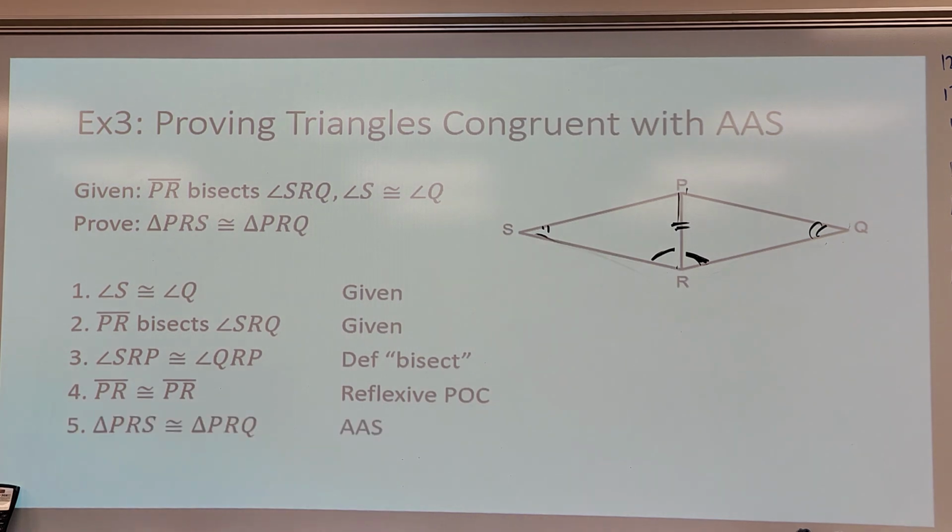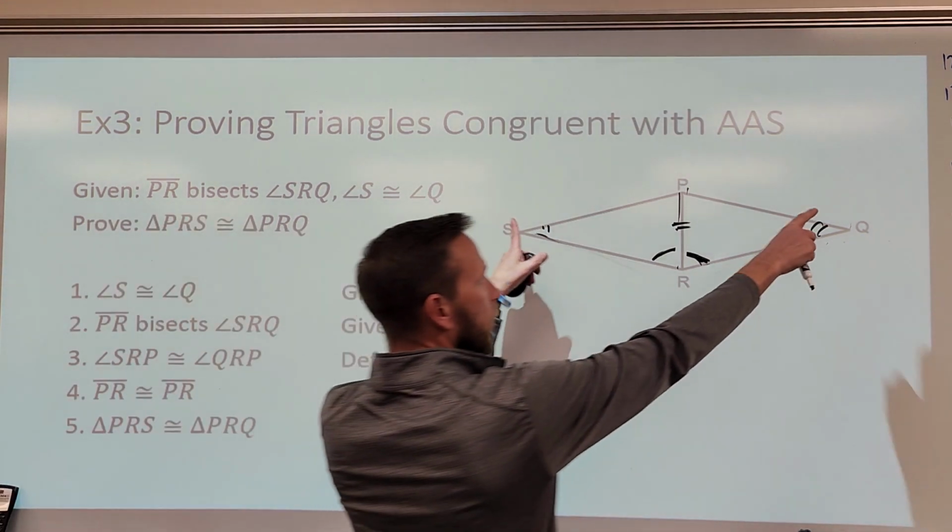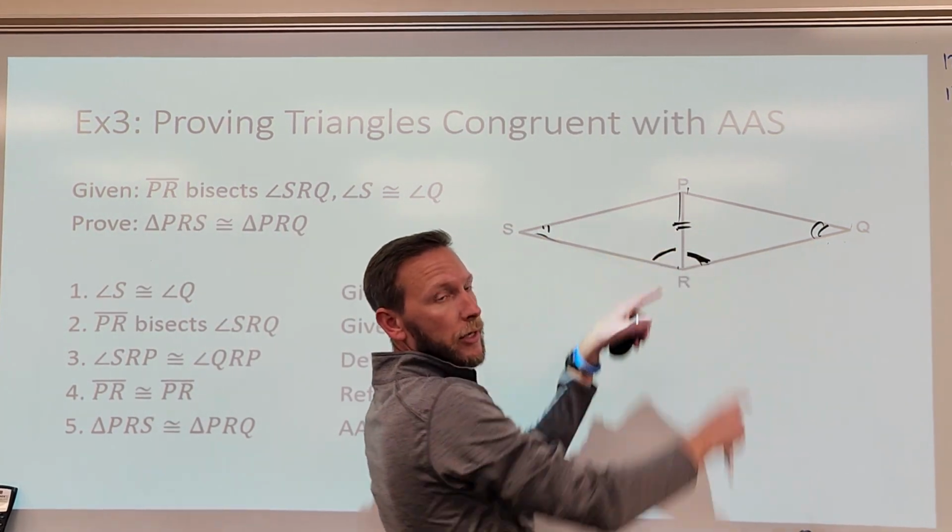Therefore, the triangles are congruent. PRS and PRQ are congruent by angle, angle, then side. Angle, angle, corresponding non-included side.